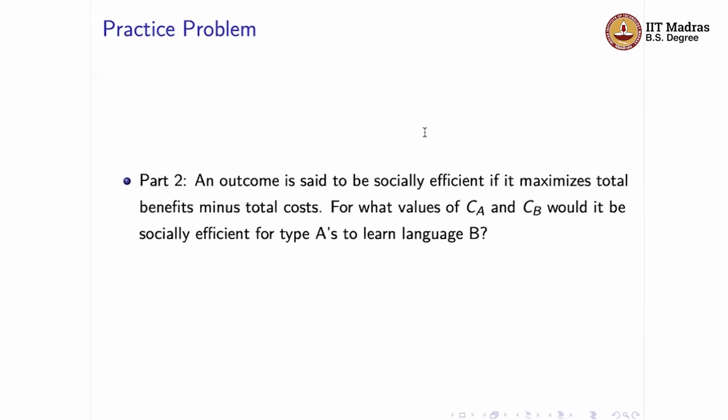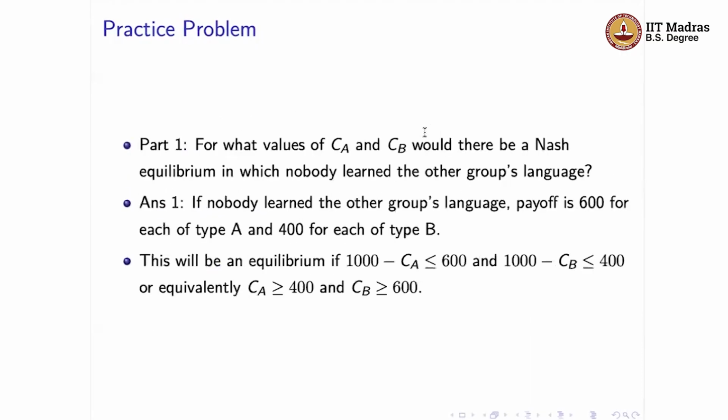So then the payoff to each type A person is 600, right? And similarly, the payoff to each type B person is 400, because they can speak to all the type B speakers, including themselves, right? So this is the payoff. Now, we want to make sure that there is no unilateral deviation.